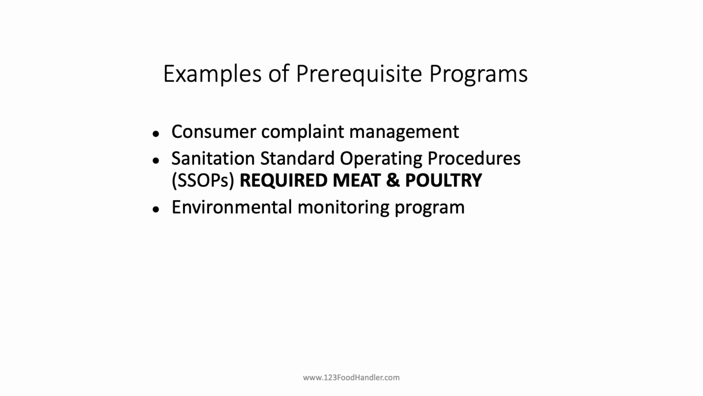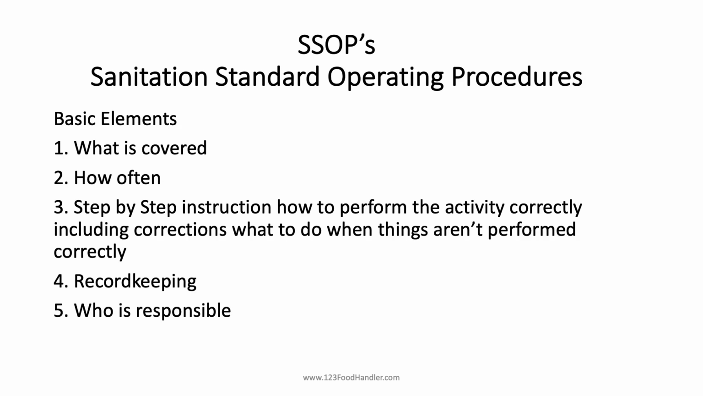Environmental monitoring program will be somewhere we're looking for organisms like Listeria, Salmonella, maybe E. coli in the environment, where we're producing ready-to-eat foods. A ready-to-eat food that's exposed to the environment prior to packaging, we'd want to get an environmental monitoring program in place. I just told you SSOPs are required for meat and poultry facilities. SSOP: sanitation standard operating procedures.